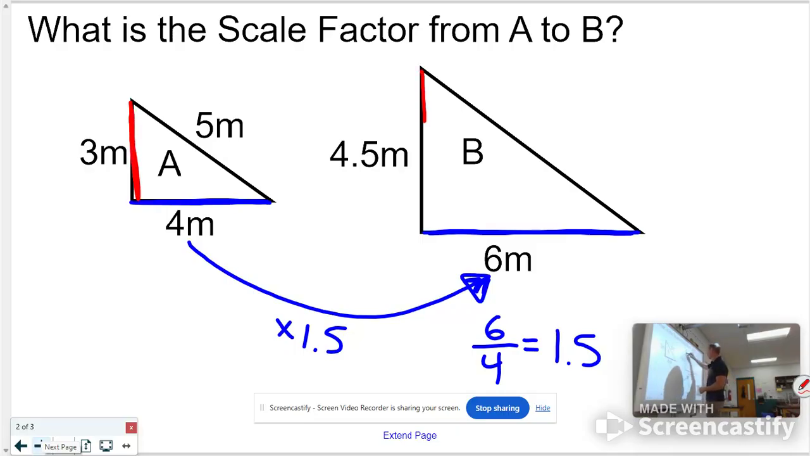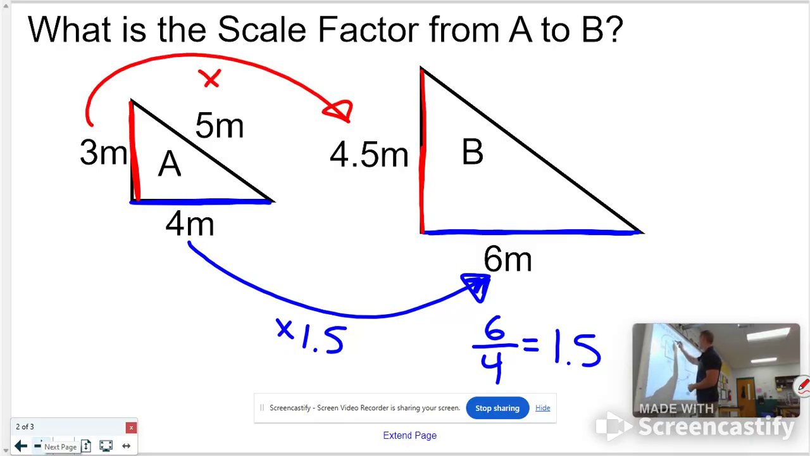And if we did 3 times 1.5, we would get 4.5. So the answer to the scale factor from A to B is 1.5. Now, if we had asked for the scale factor from B to A, we would be going the opposite direction. It's going to be less than 1 this time because it's getting smaller.